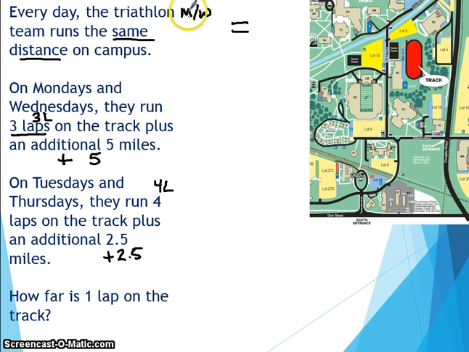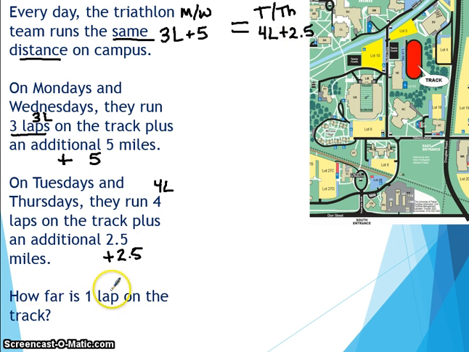So now we know that what they do on Monday and Wednesday is the same as what they do on Tuesday, Thursday. Well, on Monday and Wednesday, we can describe their distance by 3L plus 5, 3 laps plus 5 miles, and Tuesdays and Thursdays, we can describe it as 4L plus 2.5 because they do 4 laps plus 2.5 more miles.